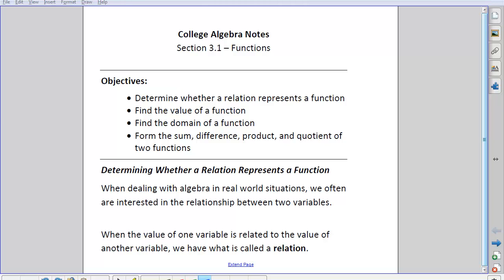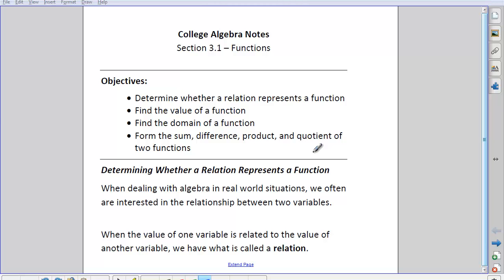So we're going to start here in 3.1, just defining what functions are, and then looking at finding the value of a function, the domain of a function, and then looking at the sum, difference, product, and quotient of two functions. And so this is just laying some groundwork, like I said, for the rest of the semester. So first, let's figure out what a function is.